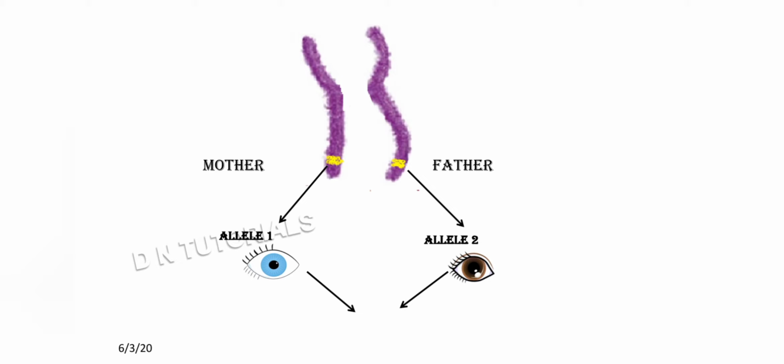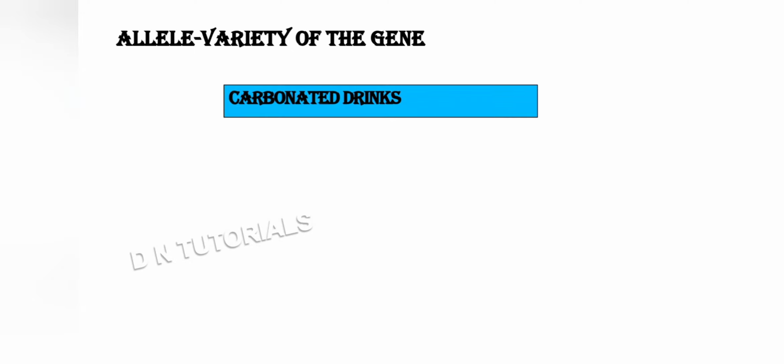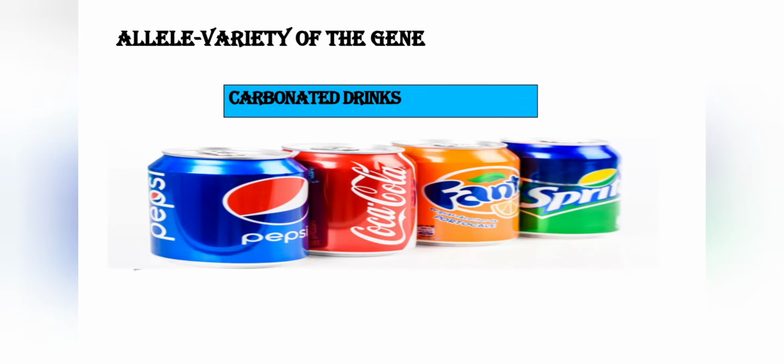So, an allele is a variant of a gene. Together, the two alleles inherited from the parents determine the trait of blue or brown eye color. Alleles are the variety of the gene, in the same way as we have a variety of carbonated or soft drinks. We have different types of carbonated drinks. In the same way, one gene may have different varieties, and this variety of the gene is called an allele.